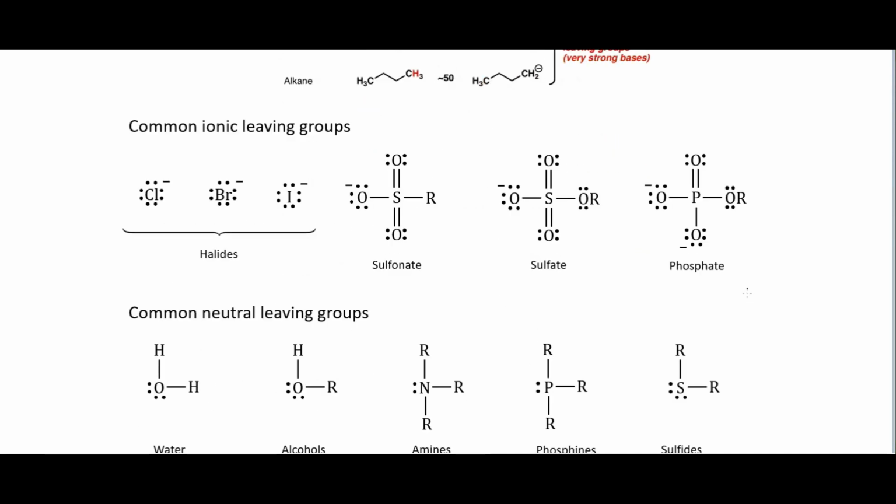So these are some common leaving groups here. So we have some common ionic leaving groups here. So again, these three halides, the sulfonate and the sulfate. So these have that resonance stabilization, which helps make them better leaving groups because we can sort of accommodate these negative charges on these oxygens better because of that resonance stabilization. And same with the phosphate.